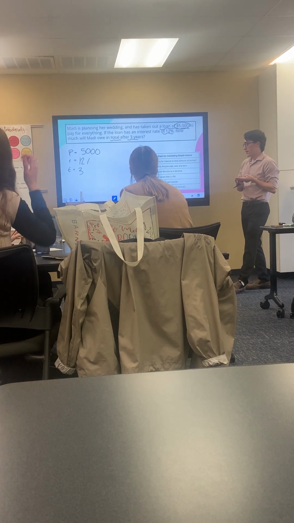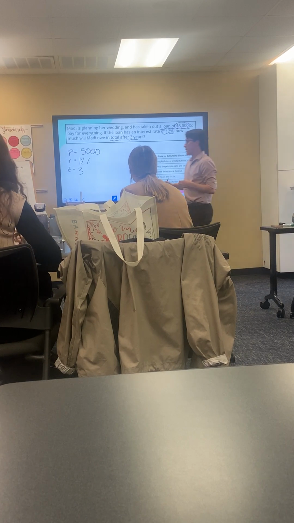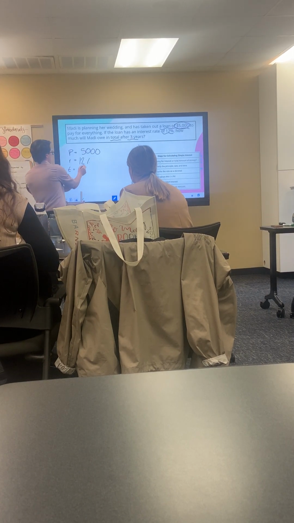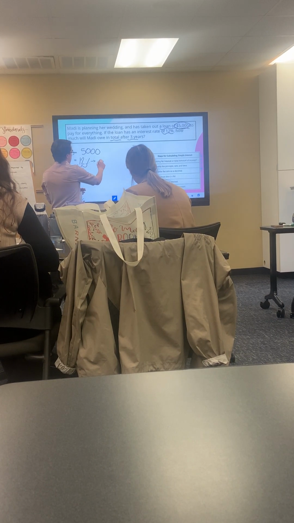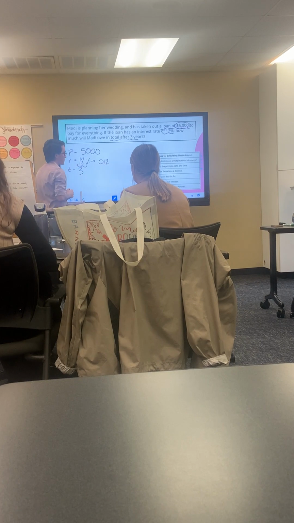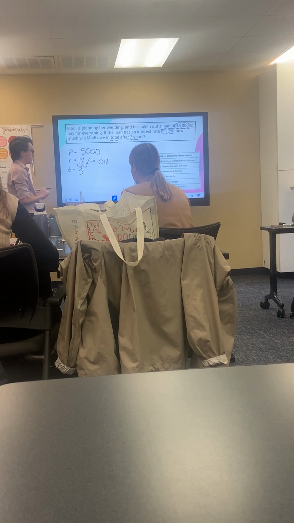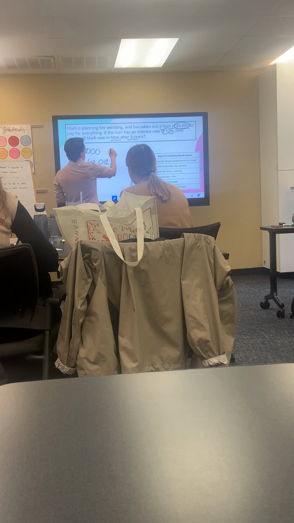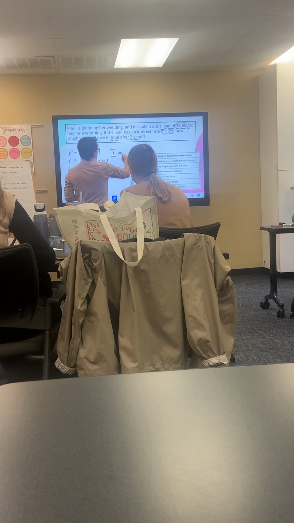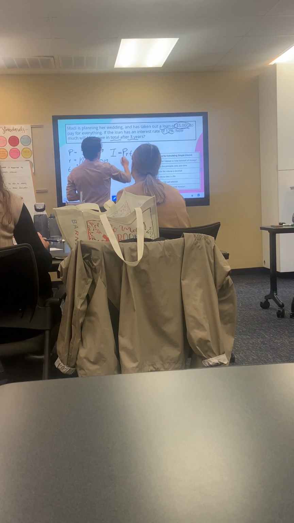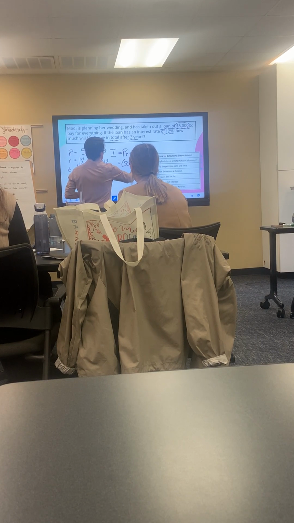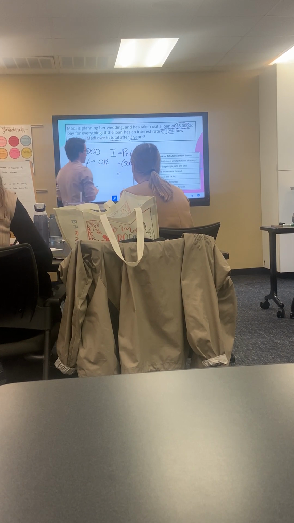Our step 3 is going to be rewriting the rate as a decimal. So I'm going to take my percent and move my decimal point 2 places to the left. So now it'll be written as 0.12. And then for step 4, we're going to plug our values into I equals PRT. I have my equation, I equals PRT. Plug them in, I'm going to have 5,000 times 0.12 times 3. And I'm going to multiply all 3 of those together.